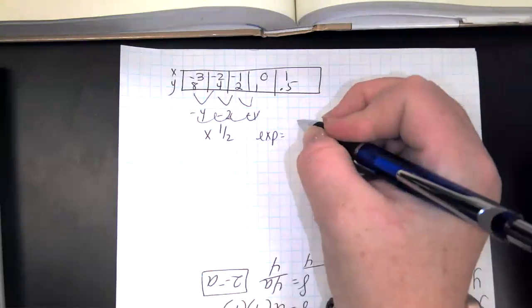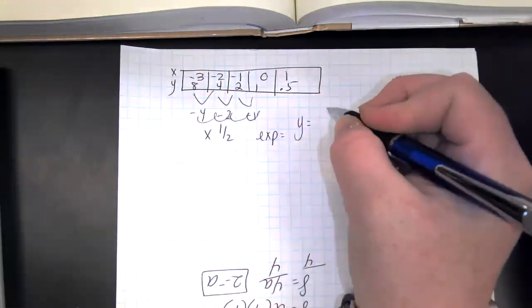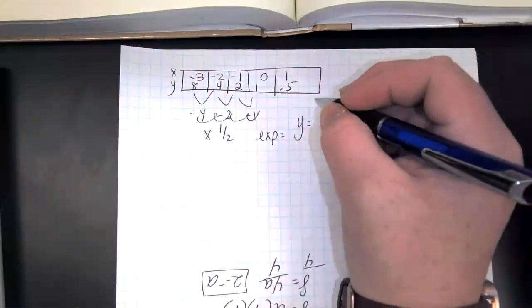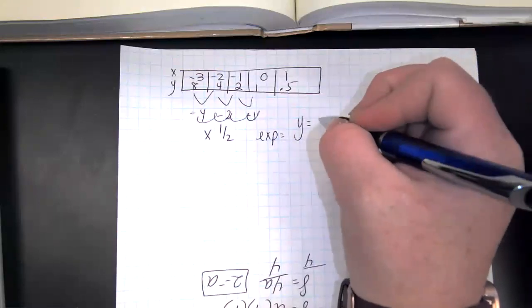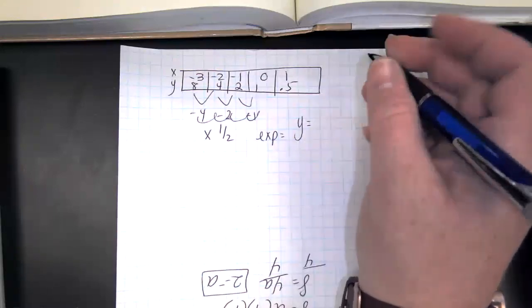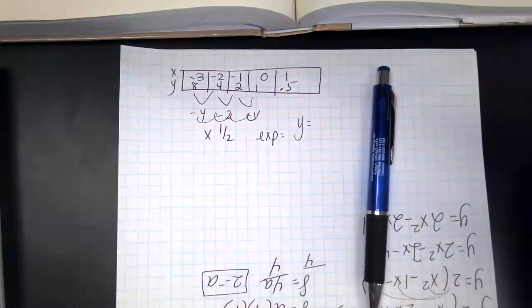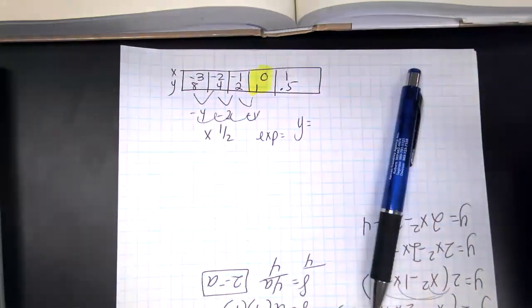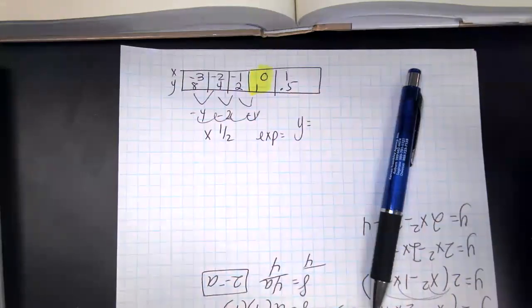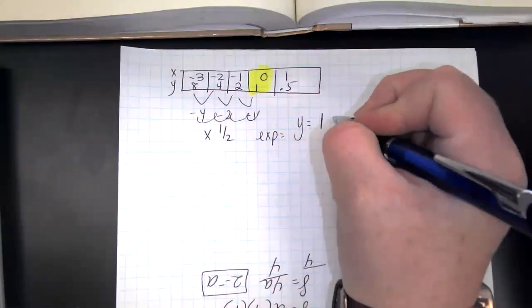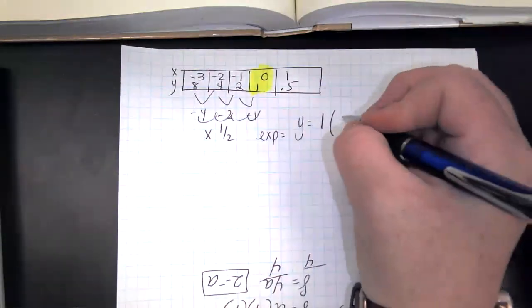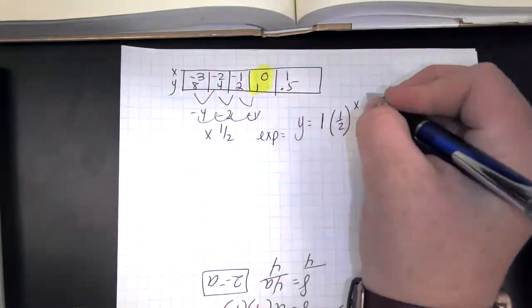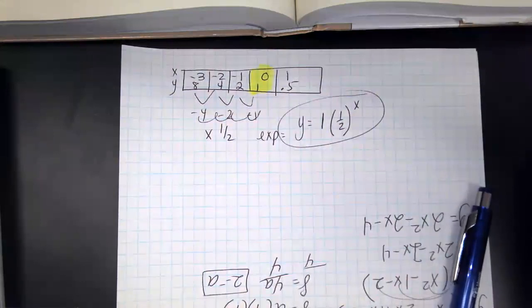Okay, so the formula for that exponential was, remember, you need your y-intercept, okay? So what's our y-intercept? It's a 1, right? Okay, so it's a 1 times what's the multiplier? Half to the x. Done. Okay, that wasn't so bad.